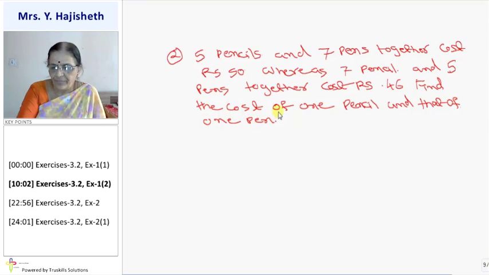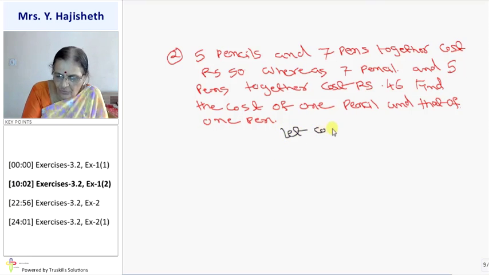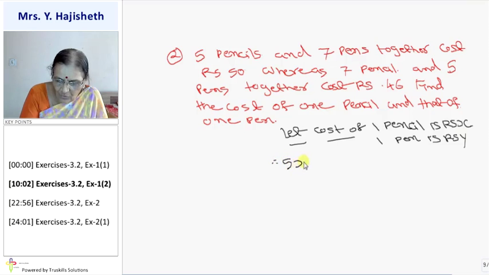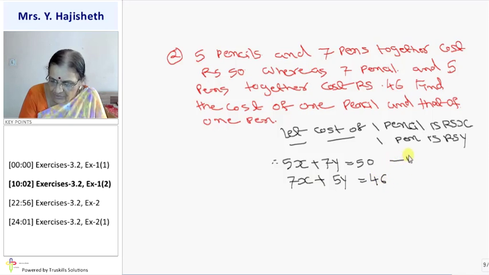You have to solve it graphically. So first of all we have to form the linear equations by assuming: let the cost of one pencil be rupees X, and suppose the cost of one pen is rupees Y. Then the cost of 5 pencils is 5X and the cost of 7 pens is 7Y. So together 5X plus 7Y is given as 50. Now the total cost of 7 pencils is 7X and the total cost of 5 pens is 5Y, and together, that is plus, is 46. So we got two linear equations. We formed the linear equations.